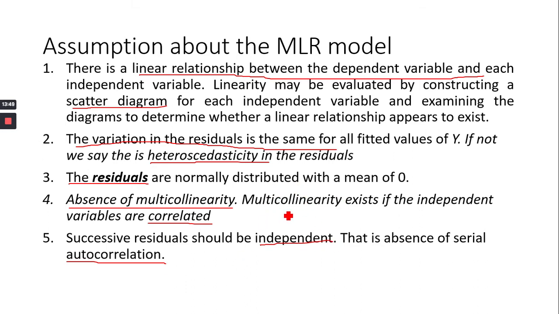Independent variables must not be correlated. If they are, we talk of multicollinearity. So these are the 5 assumptions of the multiple linear regression model. Dear students, whenever you are fitting a multiple linear regression, I will repeat this: ensure that assumptions 1 up to 5 are satisfied.